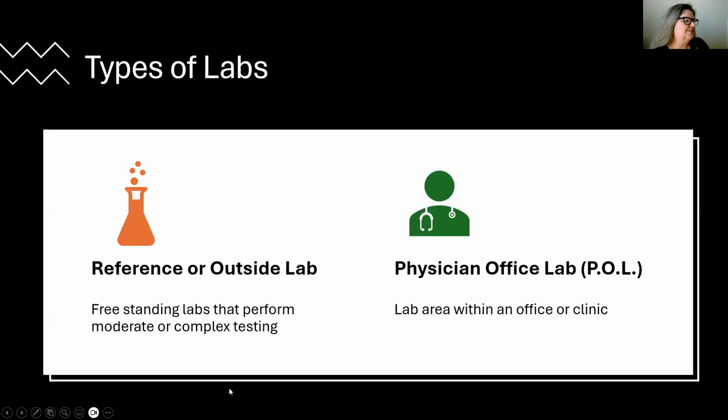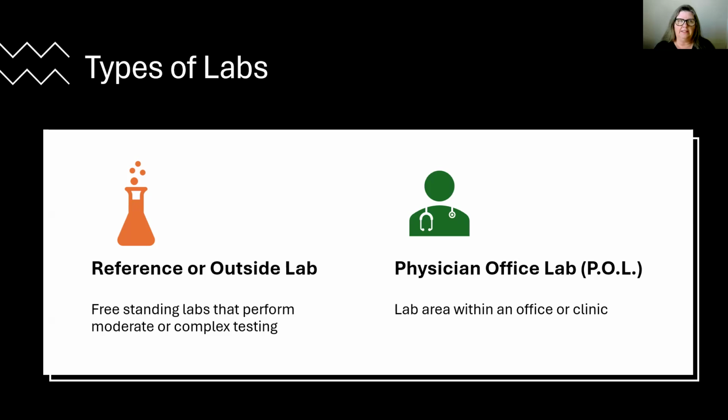All right. So let's talk about labs. There are certain types of labs out there, categories, if you will. One is a reference or an outside lab. These are your freestanding labs that you see in cities and towns that perform more modern, complex testing. These are the labs that, if you're working in an office setting, this is where you would send your specimens out to be tested. And then there's the physician office lab, or what we call the POL, which is basically the lab area that's within a doctor's office or a clinic.